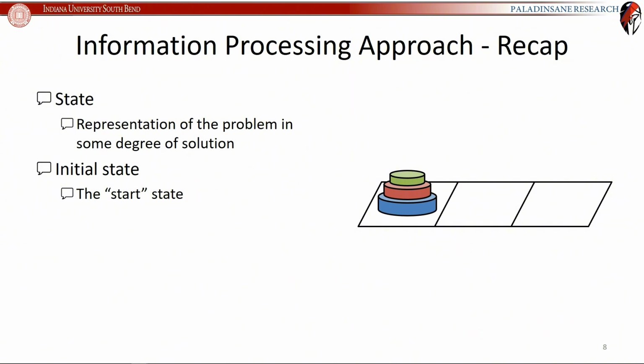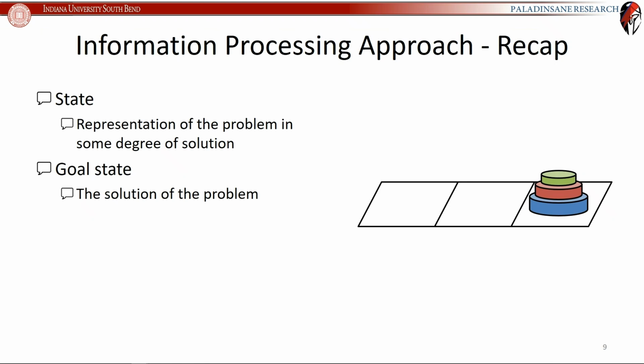If you remember the basic definition of a problem, you have a start state, you have a goal state, and there's an obstacle between where you are and where you want to be. Where you are is the initial state, your start state. In the Tower of Hanoi example, it is represented as having all the disks stacked on the first position. You then also have your goal state, which is when you finally attain the solution to your problem. In the Tower of Hanoi, it is having all your disks stacked onto another position.